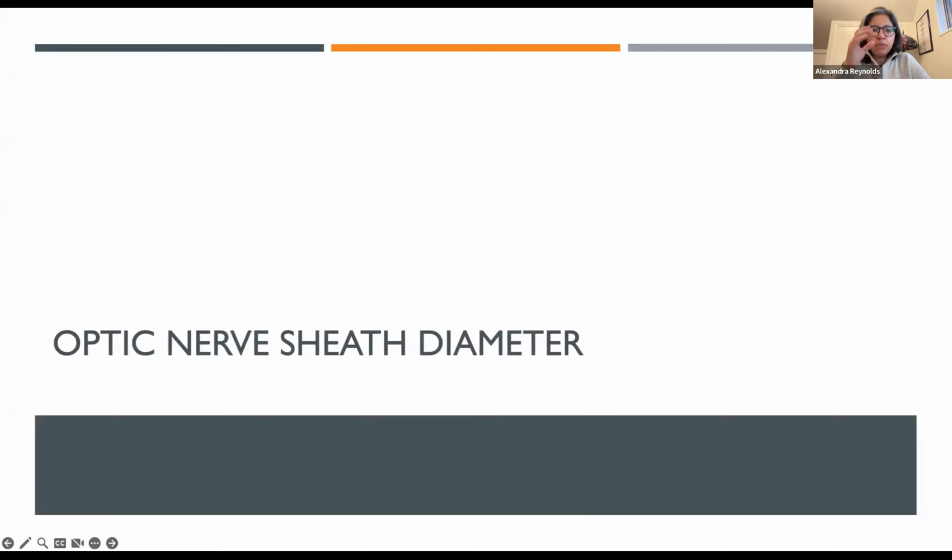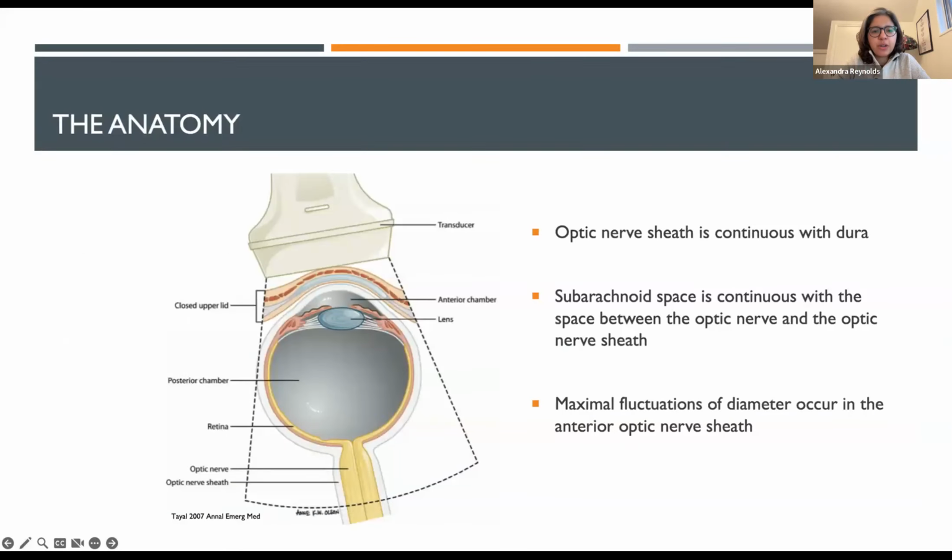So with that, we'll move on to the optic nerve sheath diameter, which maybe you guys have heard of, but probably are less familiar with. And so just to review the anatomy, remember that the optic nerve sheath is actually continuous with the dura. And so that means that the subarachnoid space is continuous with this space in between the optic nerve and the optic nerve sheath.